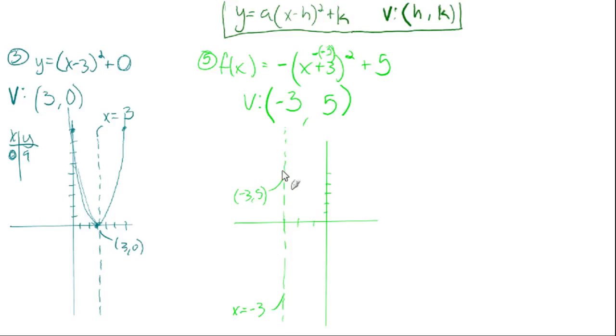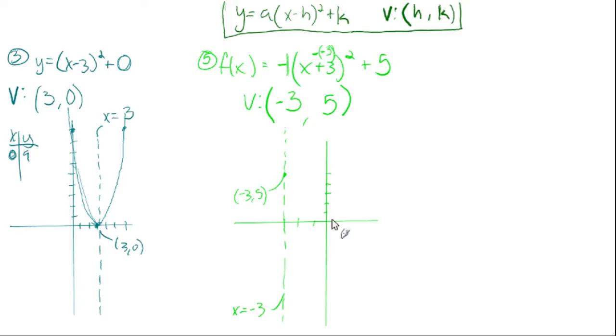Okay, and now we need to know which way does it open. If a is positive, it opens up. If it's negative, it opens down. The number that's out in front here is a -1. So negative multiple outside the parentheses means it's going to open down. It's going to open really wide like this or really narrow like that.